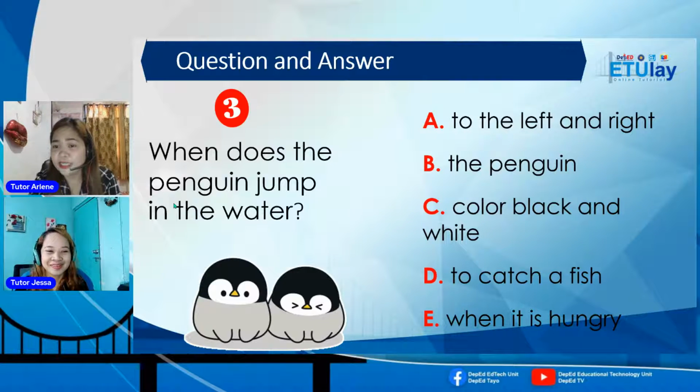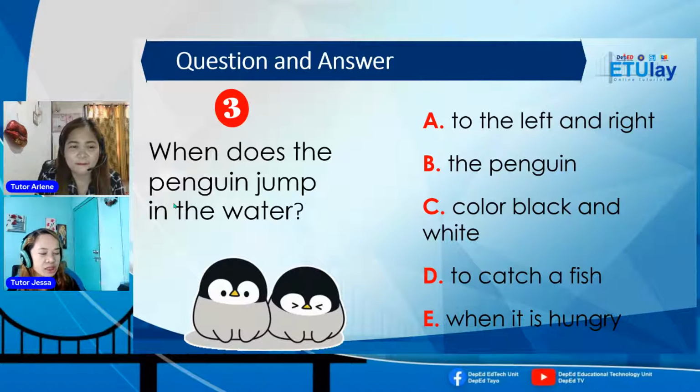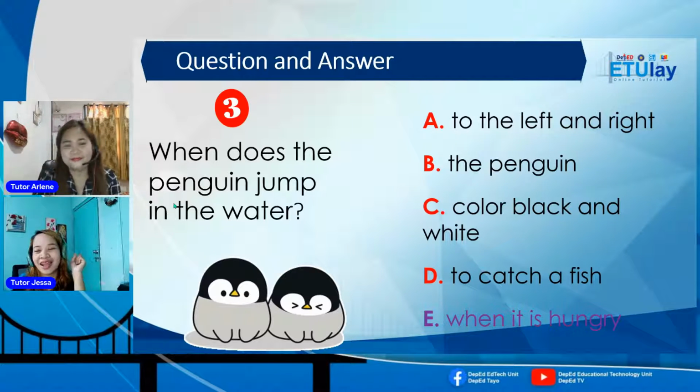Si J. Dahlia, letter E. Si Jairen, it's letter E. Si Stacy, letter E. Si Matthew, si Rita, si Kendra, si Sania, si Jairen, si Rieka. They all answered letter E. What is the correct answer, Tutor Jessa? Okay, so let's see if you are correct. Yes, the correct answer is letter E, when it is hungry.